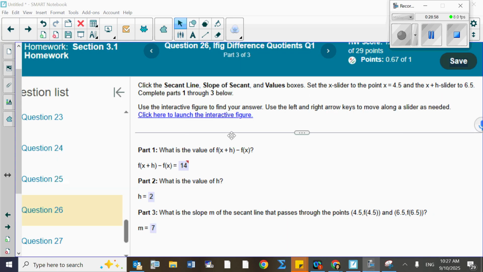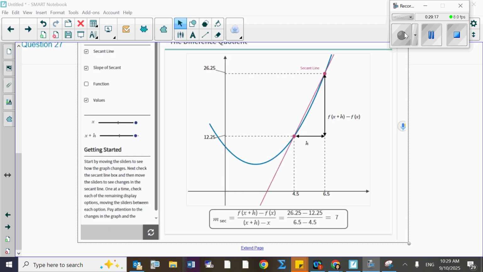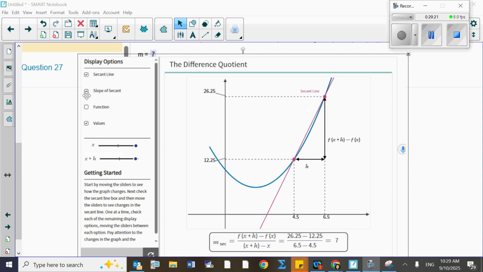For question 26, again, we're using the interactive figure, and we're going to check secant line, the slope of secant, and values boxes, and then set the x slider to x equal to 4.5 and x plus h to 6.5. And then we're going to answer these questions together. So for this part, I chose secant line, the slope of secant, and values, and moved x to 4.5 and x plus h to 6.5.